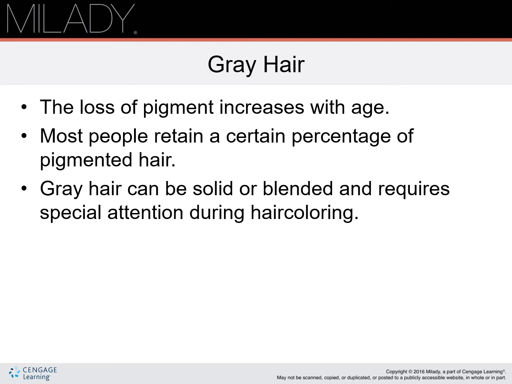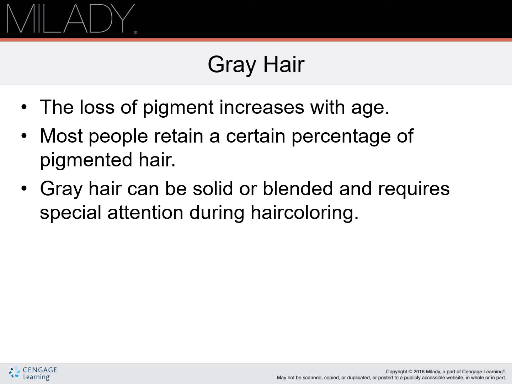So let's talk about gray hair. Gray hair is hair that has no pigment. Okay, this is very normal when we go through the aging process. Most retain a certain percentage of pigmented hair. So that means, have you seen a man with salt and pepper hair? They have a little bit of their dark hair, but they're starting to gray. Most people do retain a certain percentage. Not all of us are lucky enough to go completely white or completely gray overnight. We do this in transition.